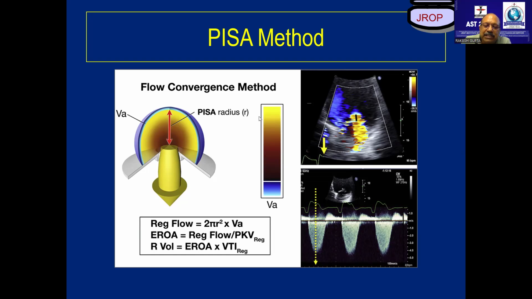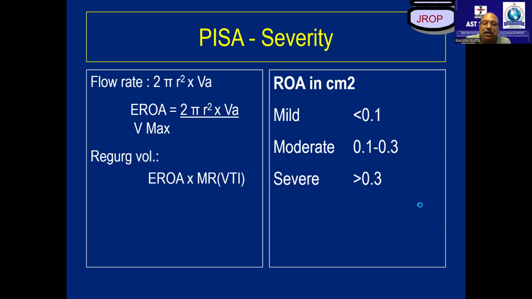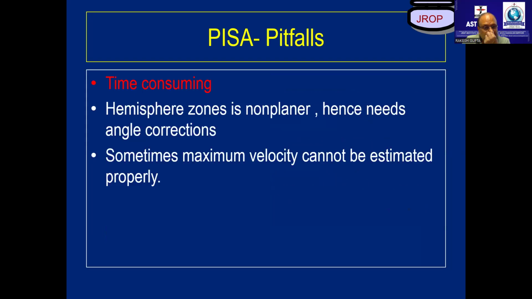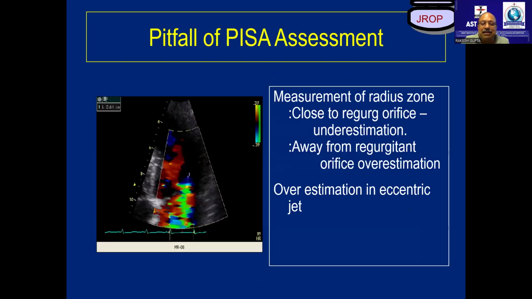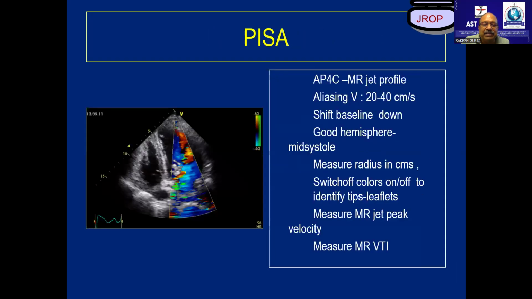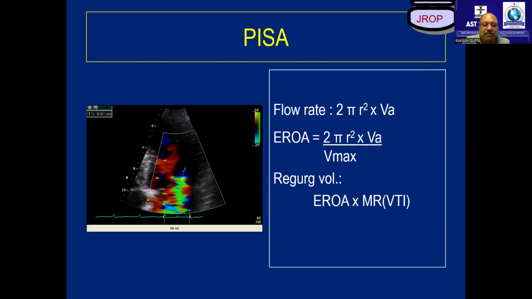So it's subjective in the sense of how much you move it down. That could be one possible answer. But my question is, forget about all these things. Look at a direct method of looking at regurgitation volume. What I am doing is effective regurgitation orifice area into mitral regurgitation VTI. Another calculation. So I'm getting the regurgitation volume.